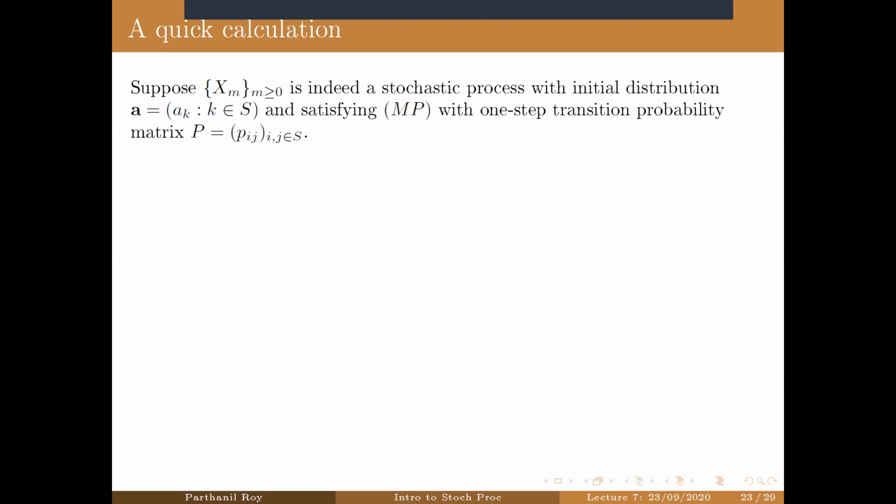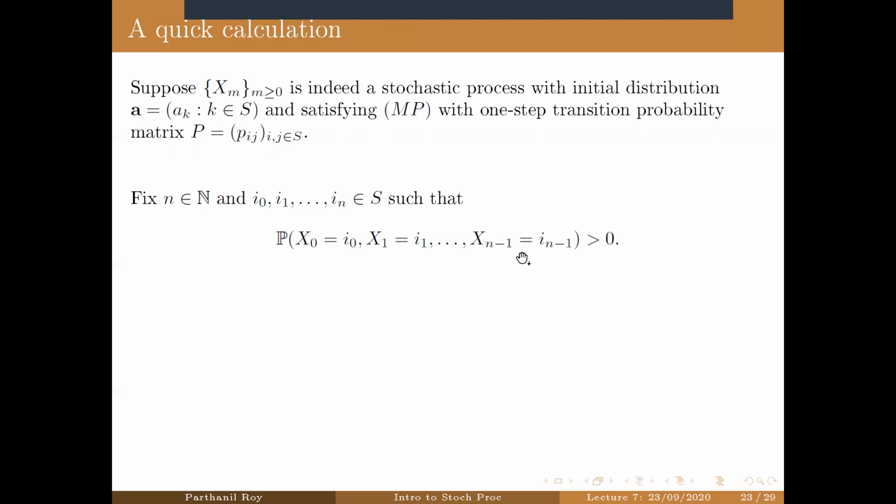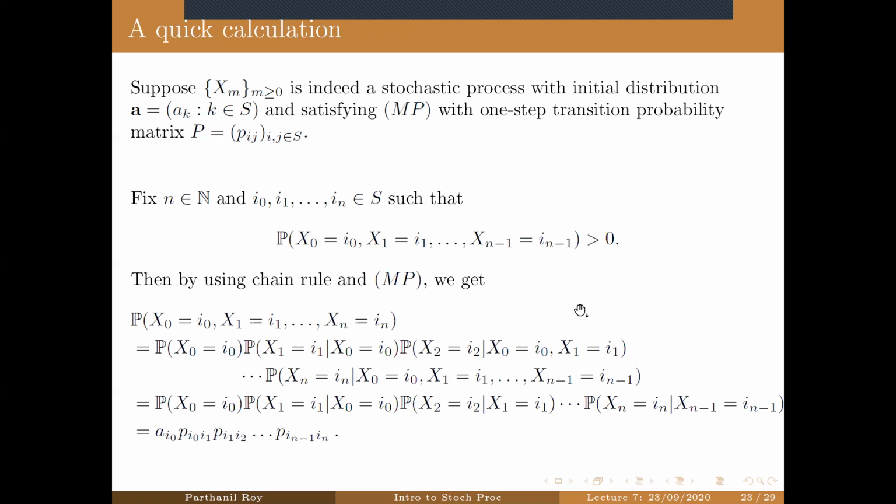Okay. So before doing that, let's do this calculation. So let's fix a positive integer n and let's take i_0, i_1 up to i_n in S such that this joint probability is positive. Actually, I should take all the way up to i_{n-1}. Sorry, that's a typo. It should be i_{n-1}. Anyway, so take this so that this is positive. Then, actually, we need all the way up to i_n for the next calculation. It's fine. It's not a typo. All we need is this probability should be well defined so that all the conditional probabilities that we use will make sense.